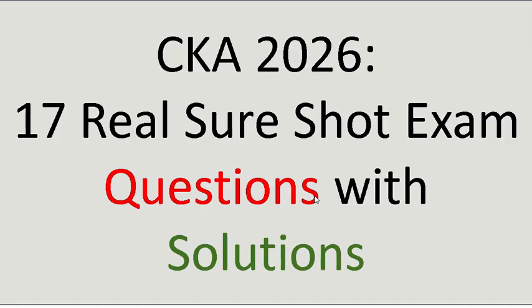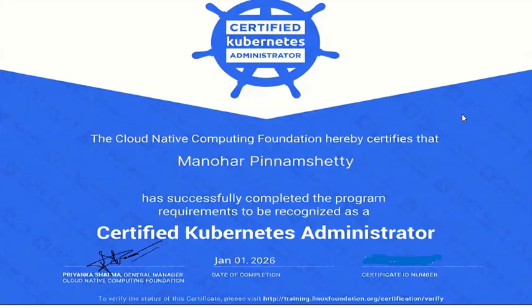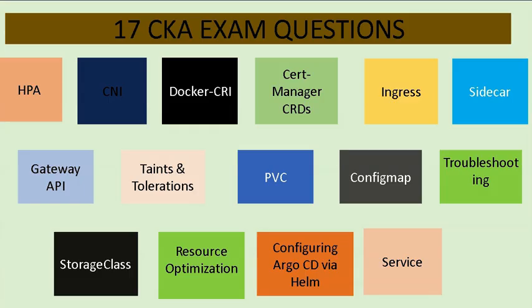And this is my certification. I wrote the exam on Jan 1st, 2026. And these are some of the question types which we get in the exam. They will ask you to configure HPA, install CNI, configure Docker CRI, get cert-manager CRDs, and then create Ingress, create a sidecar, or create a Gateway API by removing Ingress and TLS.